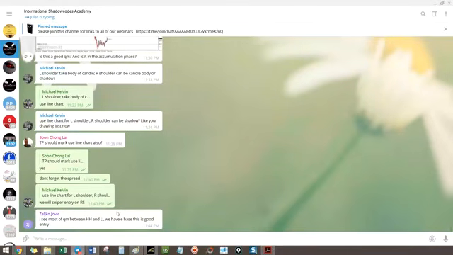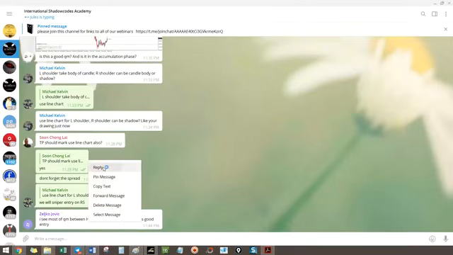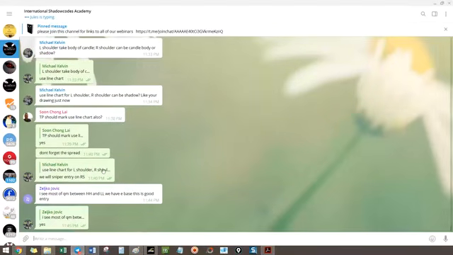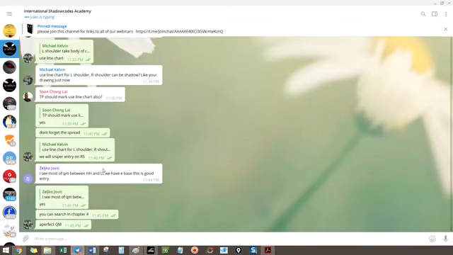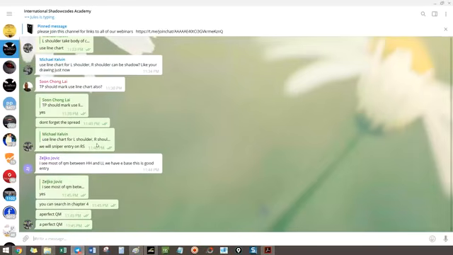I see most of QM between high and low. We have a base. You can search in chapter 4 for a perfect QM. I will show you one example of a perfect QM.